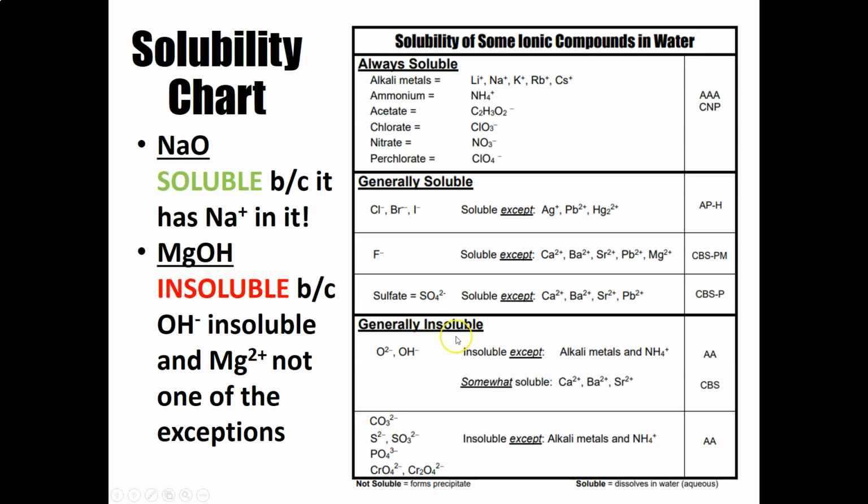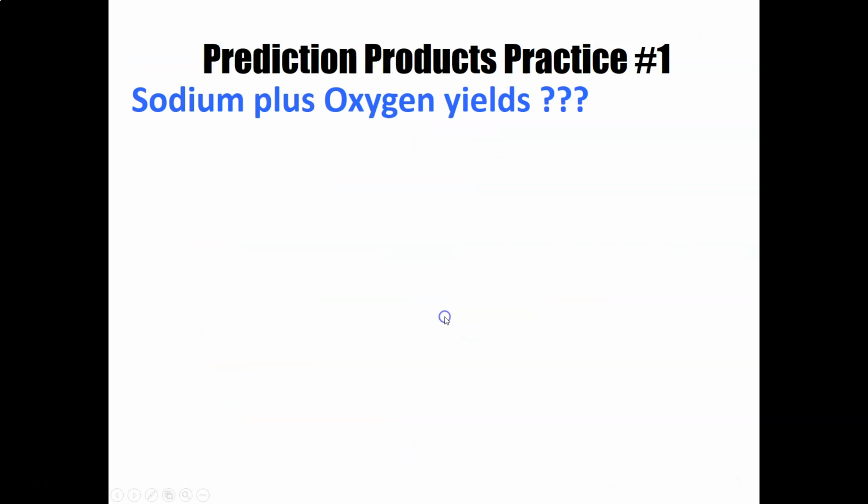So these are all things that we have to take into account when we start writing out our reactions and predicting our products. So let's do some examples. Sodium plus oxygen yields what? Well, let's write what we know. We know that the formula for sodium is just Na, and we know that oxygen is a diatomic gas, so it's not just going to be O, it's going to be O2.